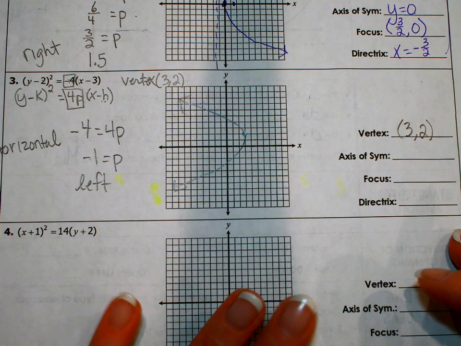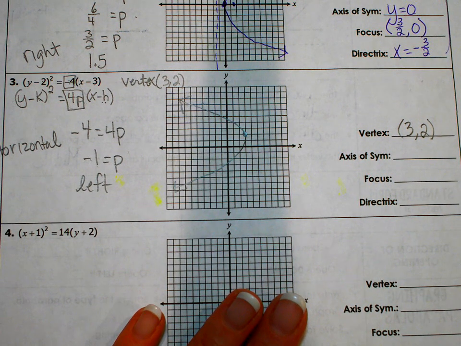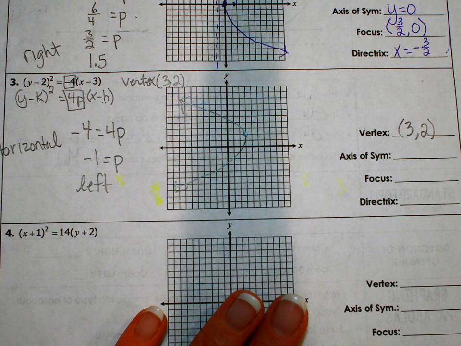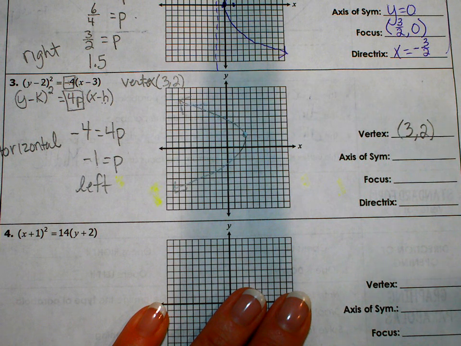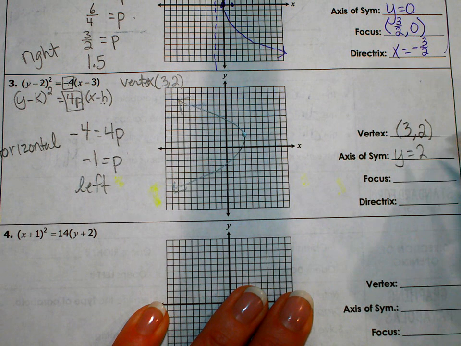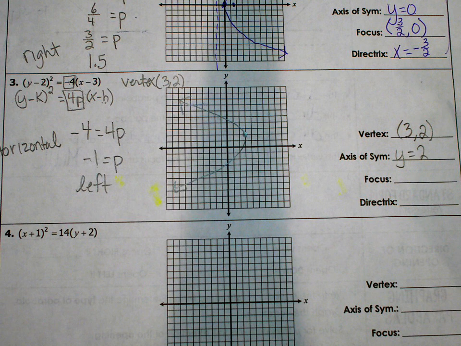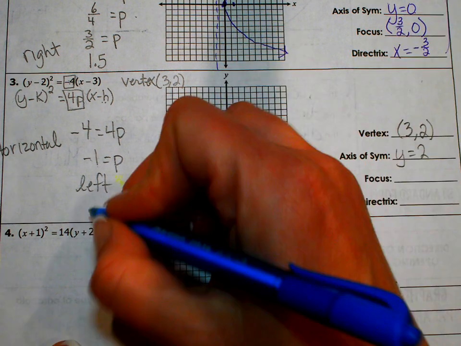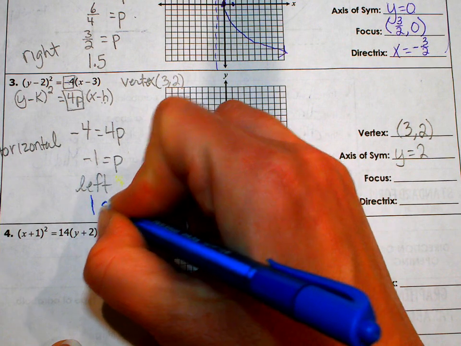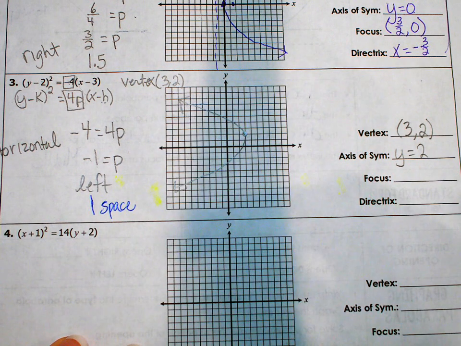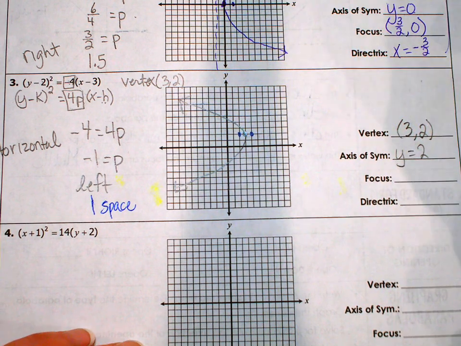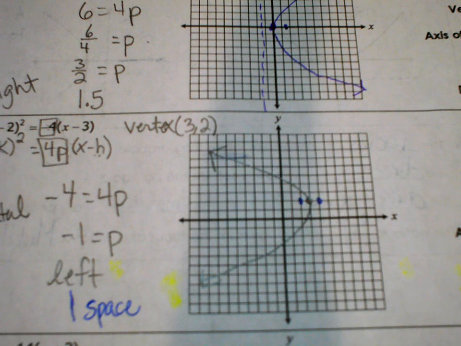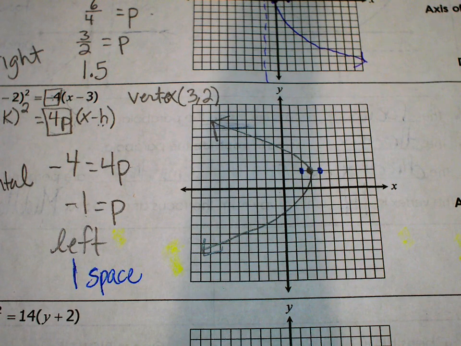Okay, here we go. If I were to draw an axis of symmetry and cut this parabola in half, it would have to go through the vertex. My axis of symmetry is y equals 2. Now, I told you, remember that the P was negative 1. That means that it's one space from the vertex. So here and here are the points where my focus and directrix are going to be.